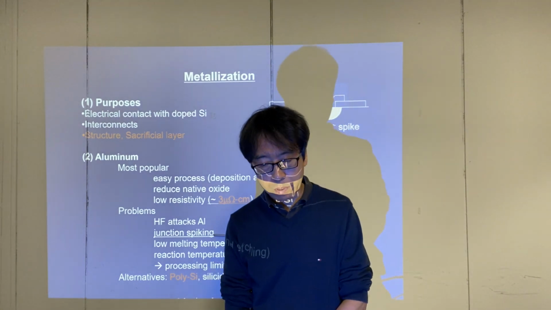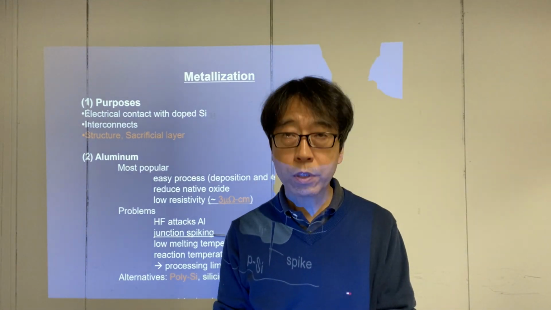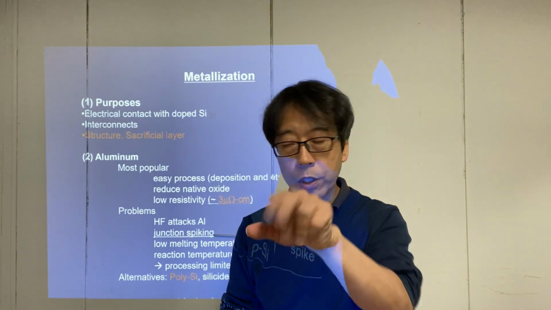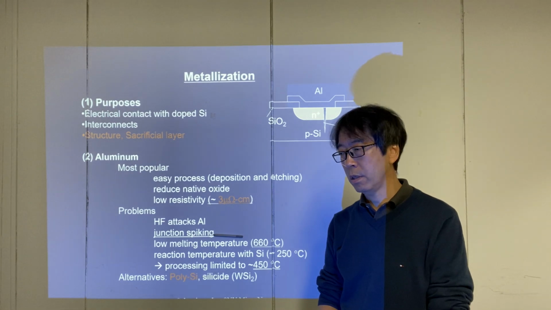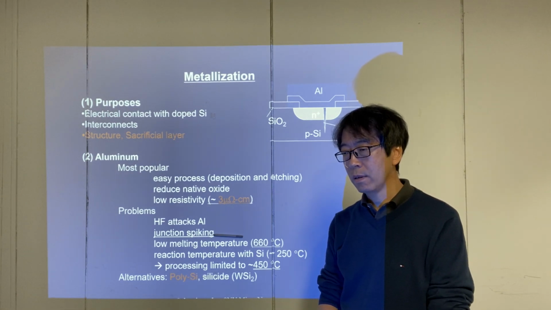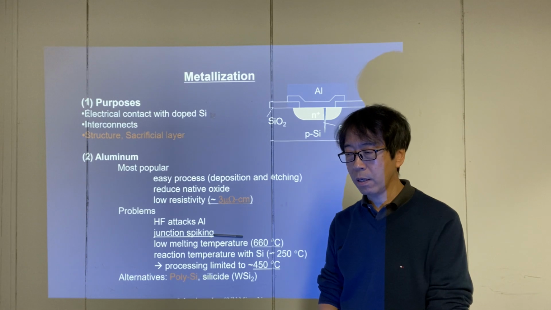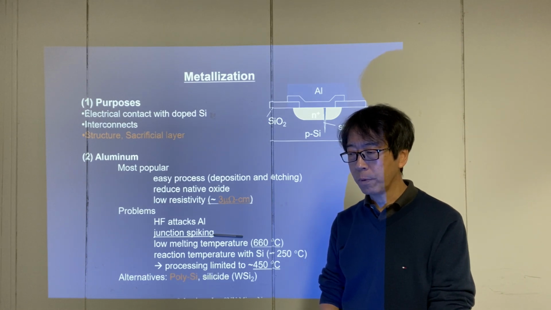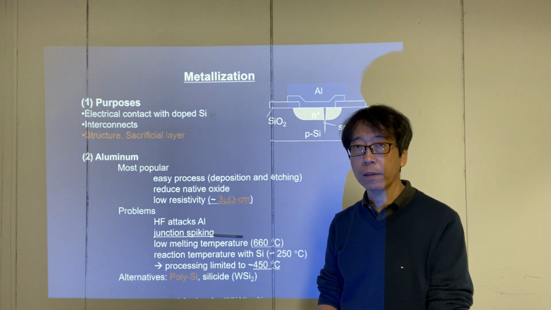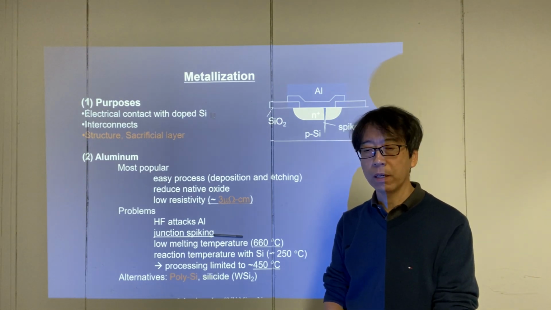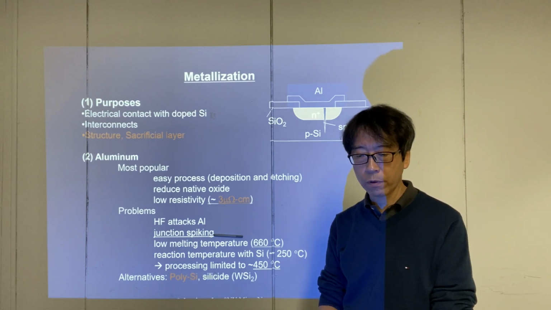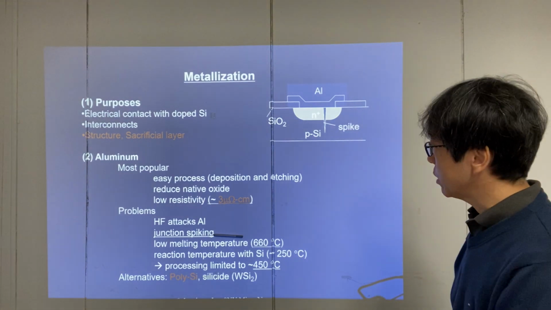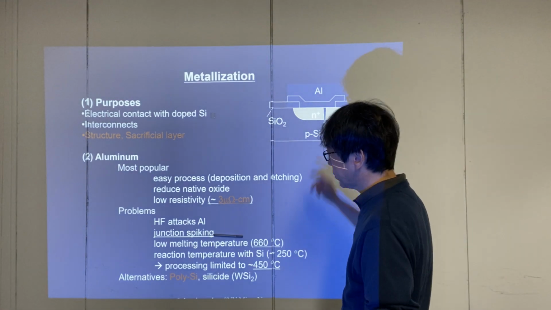This is what happened to the process that your TA is managing now, actually. Suddenly he learned that his device is not working properly as planned, and he discovered that it is the junction spike that screwed up the function of the whole device. Now he came up with a totally different process. So junction spiking is important.